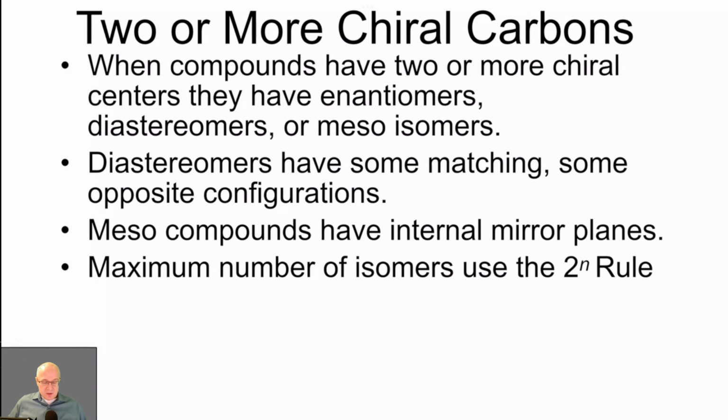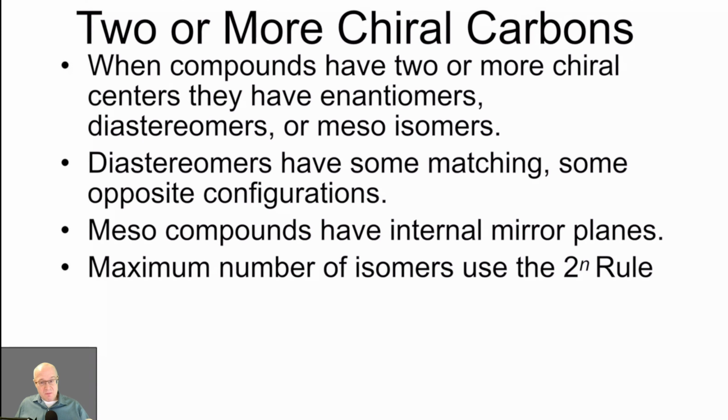So when a compound has 2 or more chiral centers, you have the possibility of getting what are called enantiomers. We know about those. They're non-superimposable mirror images. Diastereomers: non-superimposable, not mirror images, not constitutional isomers either. Or meso. We haven't talked about meso yet. We'll get to meso in a minute. We've seen examples of them, but we just haven't identified them.